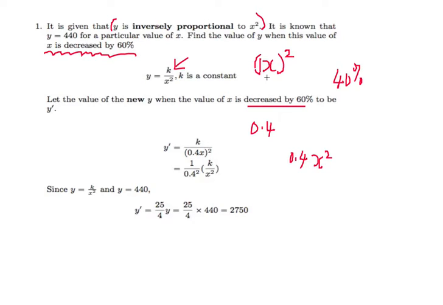So it doesn't become this. No, it doesn't become this. It becomes 0.4 x, sorry, 0.4 x squared, with a bracket outside. Just take note of that, it's very important.